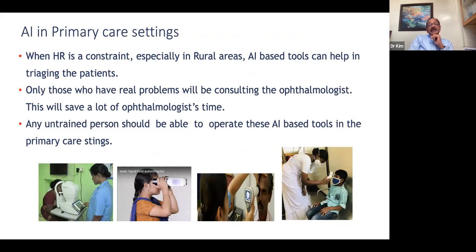We're looking at how artificial intelligence can work and help in primary care settings. One of the major constraints in these vision centers is the human resources, having trained graders, especially to live in the rural areas. This is not a problem of us alone, but a global problem to have specialized trainees living in these remote areas. So if AI tools can be identified to triage the patients, only those who have a problem will be referred to the ophthalmologist, saving the ophthalmologist's time from screening these patients. And we hope that any untrained person will be able to operate these AI-based tools in the primary care settings.